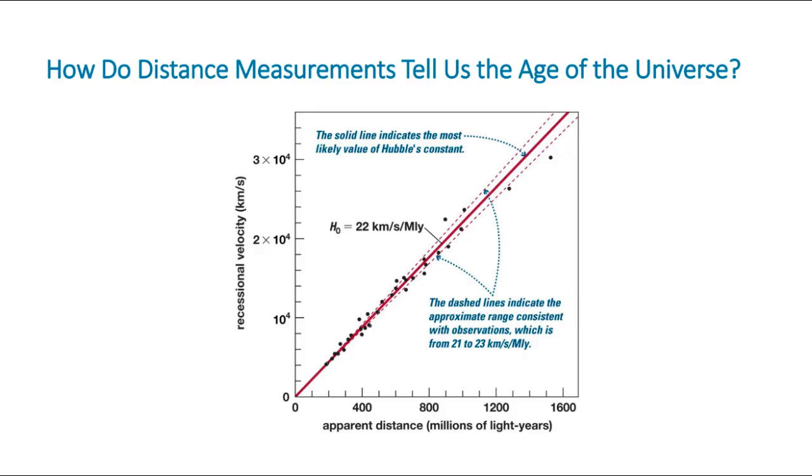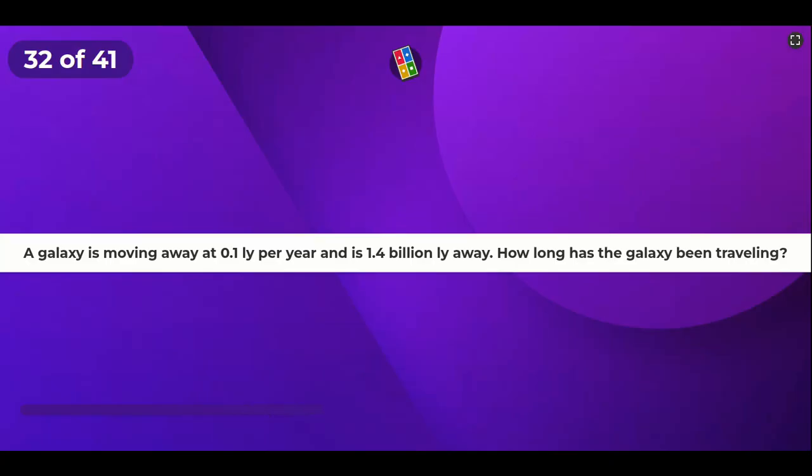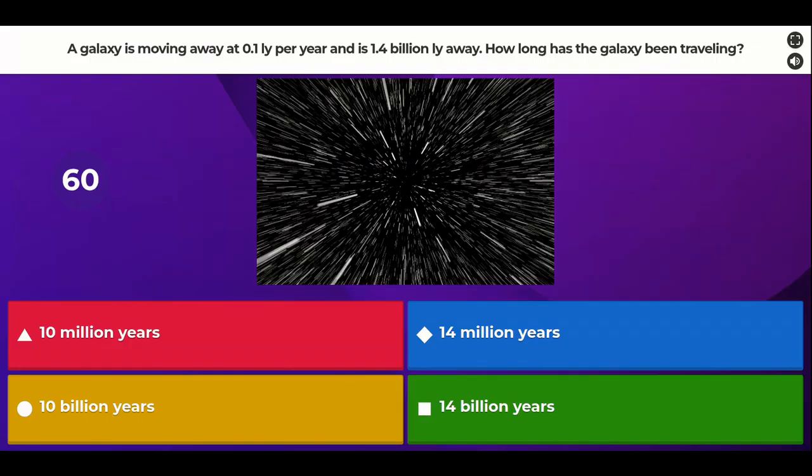Okay, so it turns out that the Hubble Law has more powerful implications than just measuring a velocity and getting a distance out. So let's say a galaxy is moving away from you at a rate of 0.1 light year per year, and it is 1.4 billion light years away. How long has that galaxy been traveling to get that distance away?